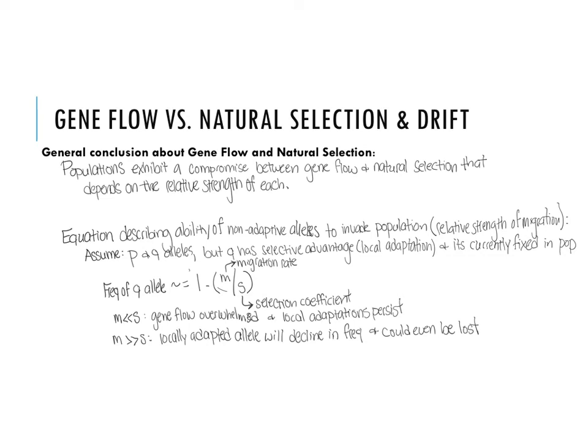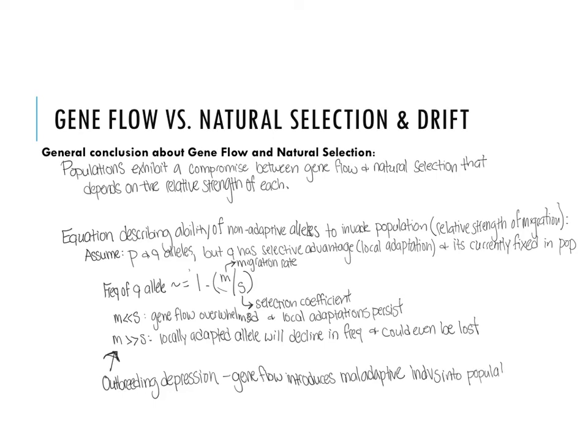And we're going to talk about a potential example of that towards the end of this unit. All right, and this situation is called outbreeding depression. The definition of this term is when gene flow introduces maladaptive individuals into the population and constrains adaptations.